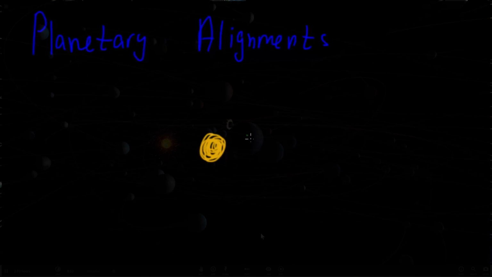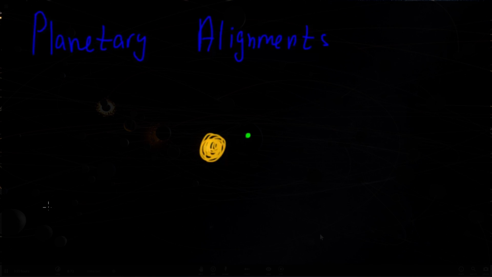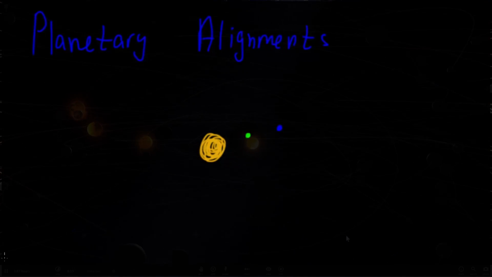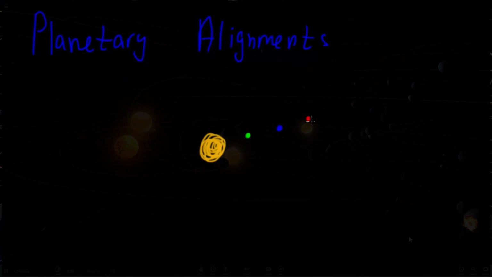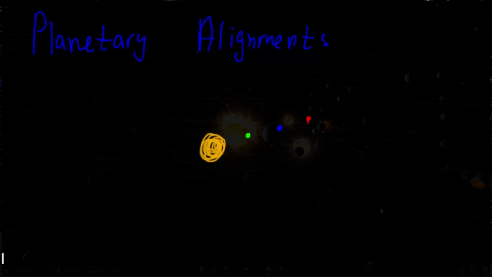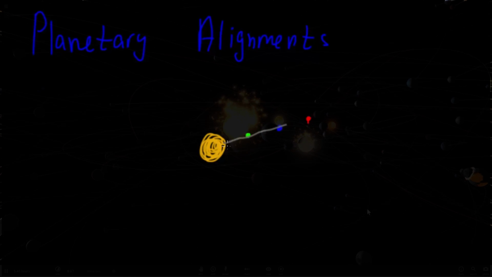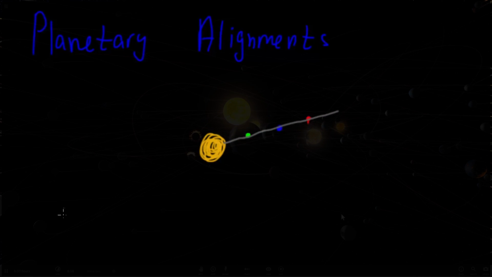So here's our sun in the middle, and then we have a planet right here, and let's put another planet somewhere over here, and let's put another planet over here. Now this would be an example of an alignment, so you have everything in one line, and this is something that you would call planetary alignment. But that's not the only way to align planets. They can also be aligned in this way.